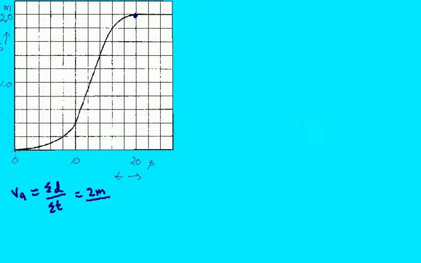From this graph, the time till which the distance has kept on changing is 10 seconds, and this is 20 seconds. After this point there has been no change in the distance, so that would be 20 seconds. Converting meters to centimeters, we have 200 cm by 20. Knocking off the zeros, we have 10 cm per second. This completes the first part.